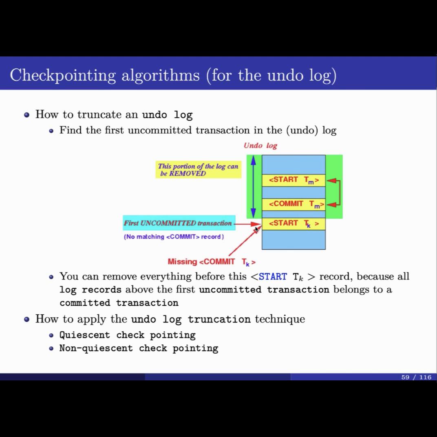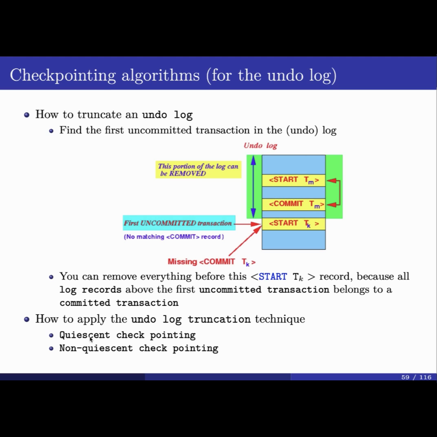Then if you find this one, what does that mean? Whatever log entry is stored before this one, do I need it in order to recover from any errors or a system crash? No, because all the undo log entries before this point belong to committed transactions. So how can we truncate this portion, whether I need it or I don't need it? I'm going to show you two different techniques. The first one, quiescent checkpoints, and the second one, non-quiescent checkpoints.